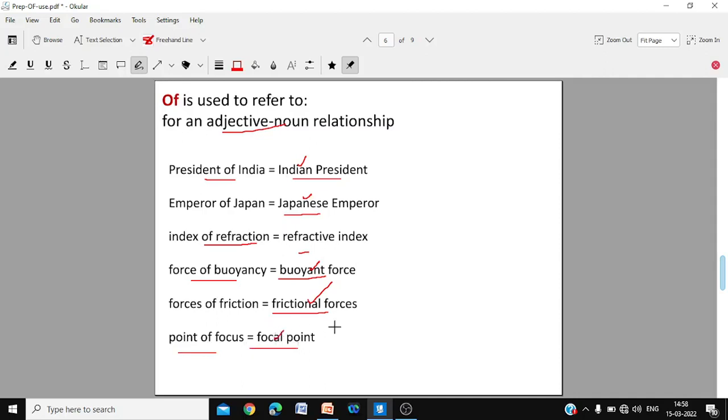So they are actually adjective-noun relationships, but when the noun comes before the adjective, we use the word of. And we also use both of them as nouns. We are not saying point of focal, we are saying point of focus, but focal point. We are not saying forces of frictional, we are saying forces of friction, but frictional forces. But in some cases, the thing may not be so obvious.